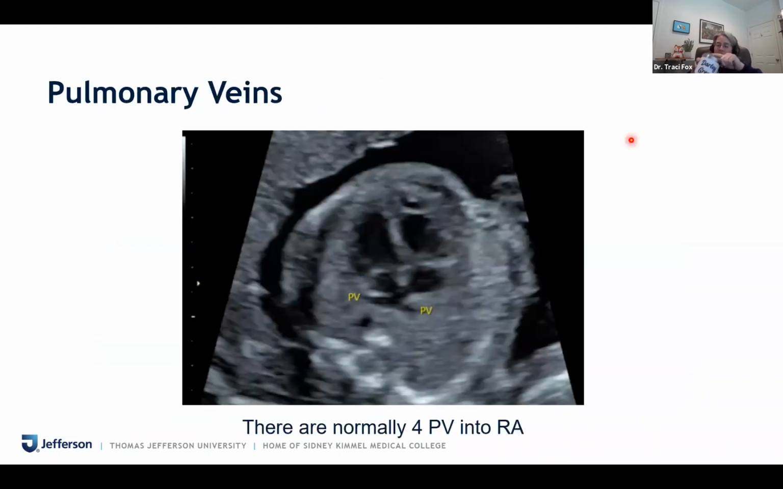The pulmonary veins are not a routine part when you're looking at all the heart anatomy, but you should readily be able to see them, but they're more done with a fetal echo.